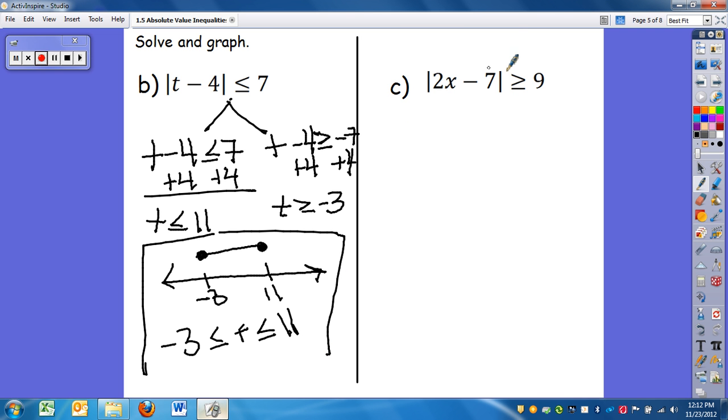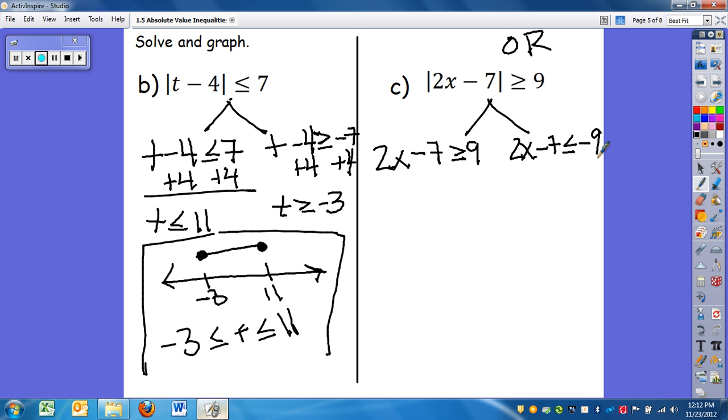So on C, notice we're greater than a positive number, so this should turn out to be an or inequality. Again, if you don't recognize it right away, that is no problem. Just wait until you get to your graph. So I have 2x minus 7 is greater than or equal to the positive distance, and 2x minus 7 is less than or equal to the negative distance. We can add 7 to both sides, and I'm going to do both equations simultaneously.